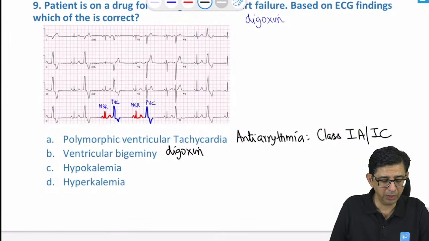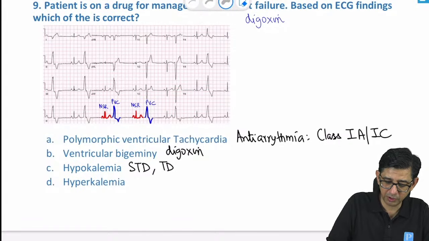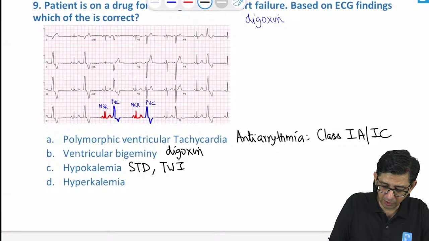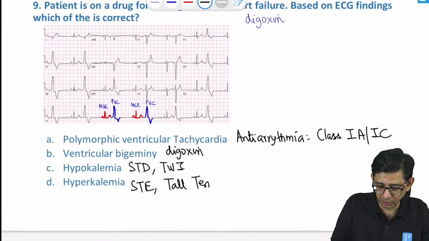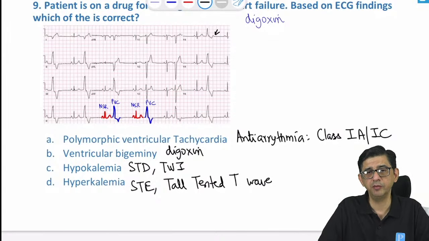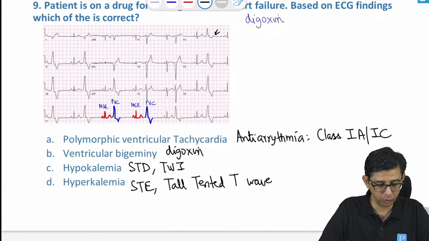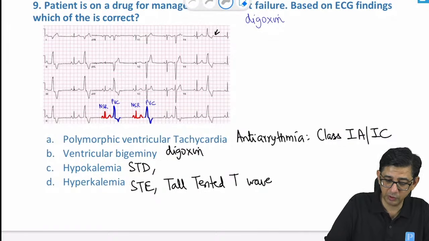And for hypokalemia, I should be having a presence of ST depression. There should be a presence of T wave inversion as well, which is not visible in any one of the leads. And for hyperkalemia, I should be documenting ST elevation. I should be having tall tented T waves. So the tall tented T waves are not documented in this case. The height of the T wave, if I check, looks pretty decent, less than 5 millimeters. So as such, there is no risk for presence of any electrolyte imbalances in this patient.